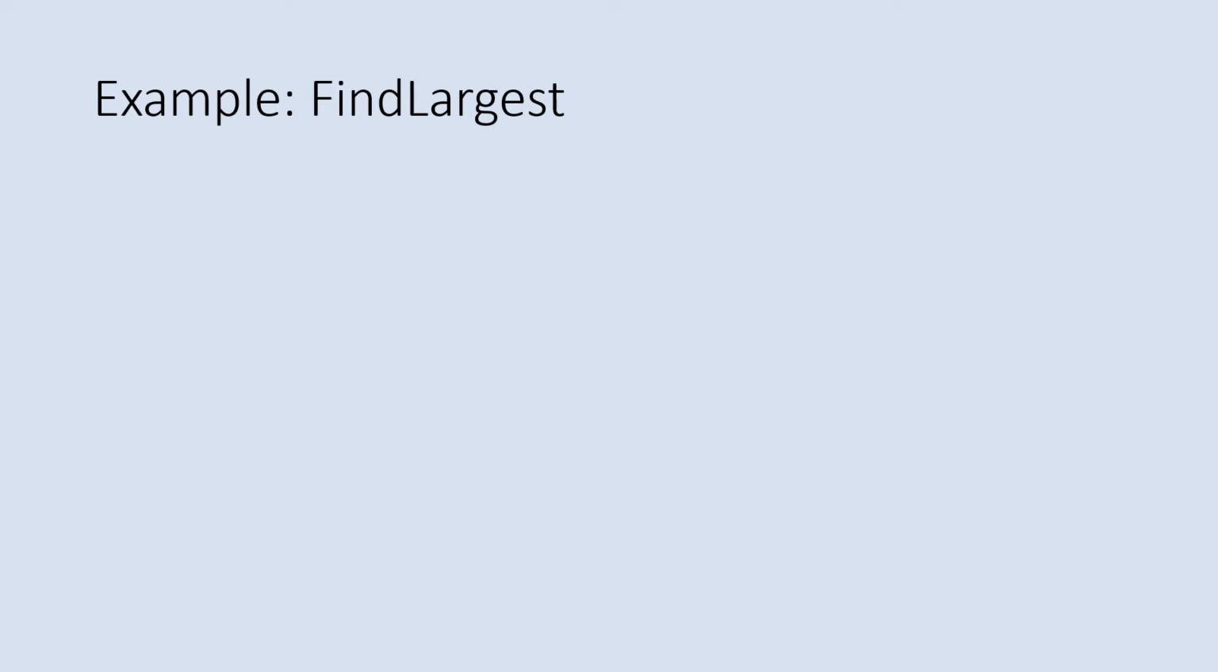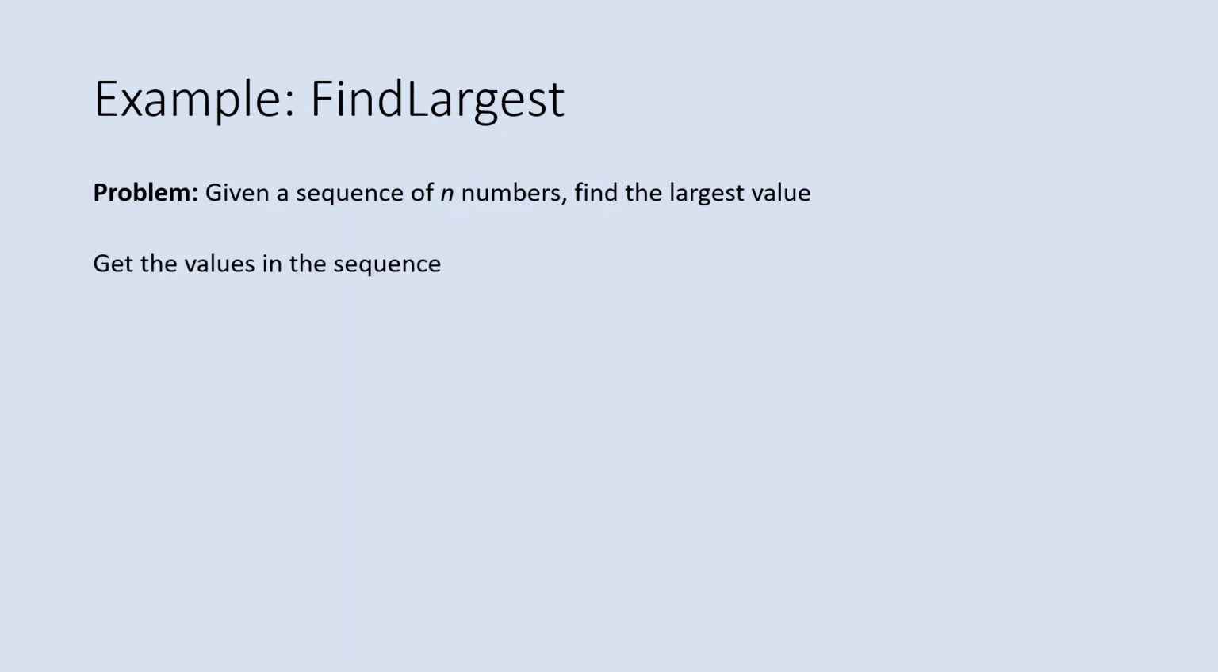So let's take a look at a particular example of an algorithm, where we want to find the largest. We're given a sequence of n numbers, and we want to find the largest value in this sequence. The first step is we need to get the values of the sequence, so we can't find the largest value without having the sequence of numbers. And so any algorithm that's going to find the largest will need to get the values in the sequence. So we'll have n storage locations for those values.